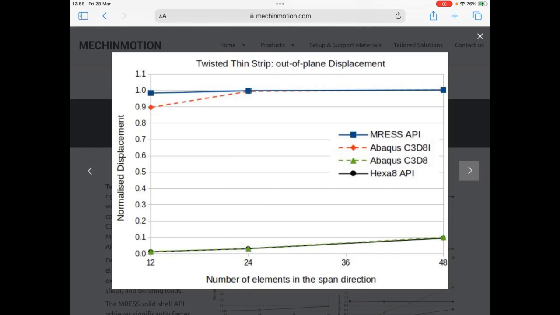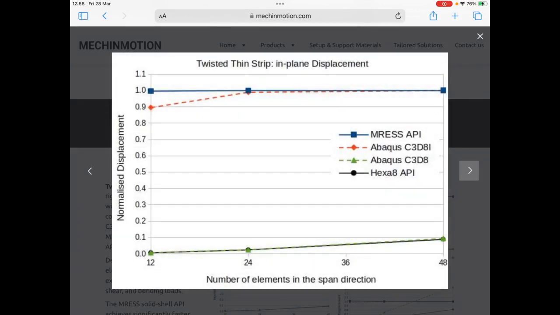We compare with the Abaqus element, the classical one, C3D8, which is very bad, but it's understandable because the C3D8 was not designed for bending in the 3D element. So Abaqus has a better element, which is the C3D8I, the one in red. You can see it's much better behavior, but our API still provides better results when compared with the Abaqus element.